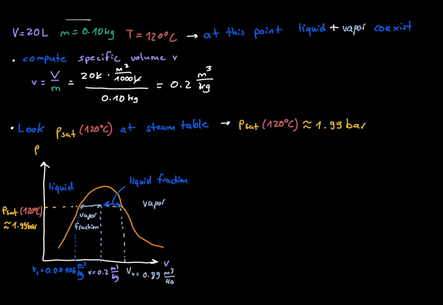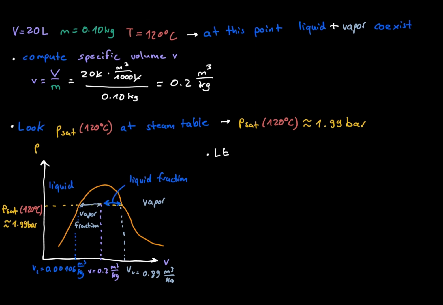Now comes the key idea, the lever rule. We want to find how much of the mass is vapor. The formula is x = (v − v_f) / (v_g − v_f). Now we insert the numbers.